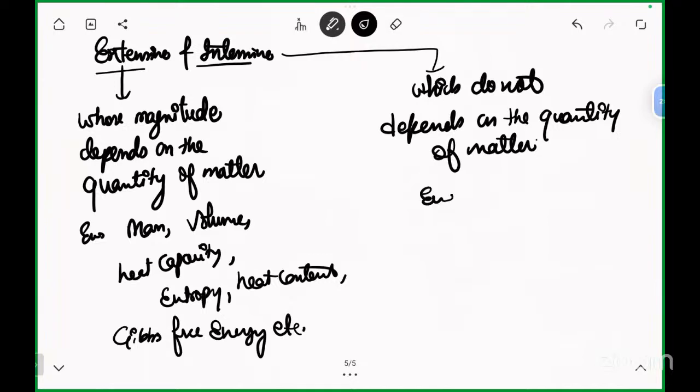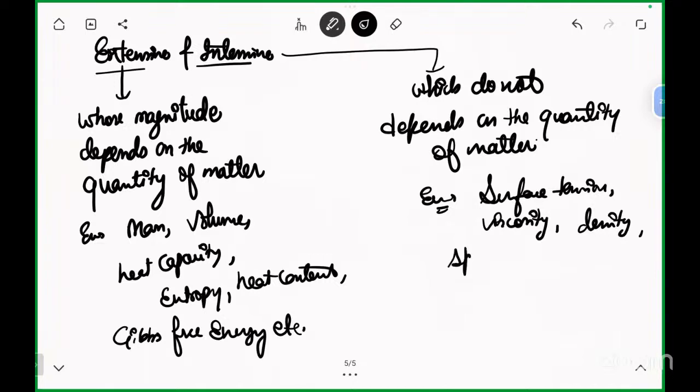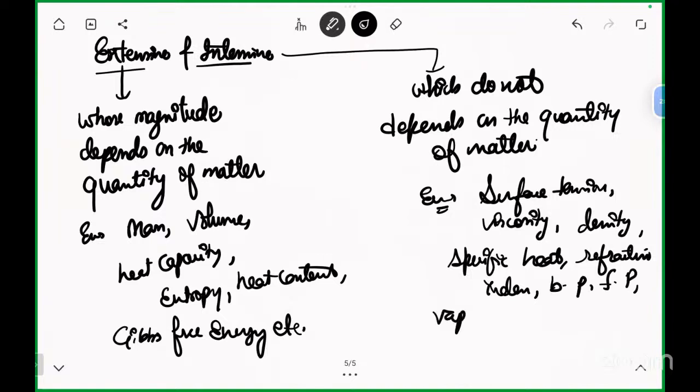It's very easy. Examples of intensive properties are surface tension, which does not depend upon the matter, viscosity, density, specific heat, refractive index, boiling point, freezing point, vapor pressure, etc. These are called intensive properties. So this is also important from the exam point of view.